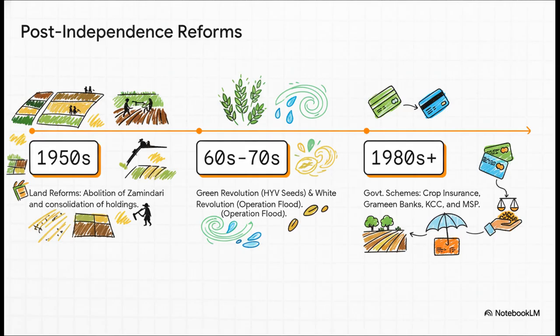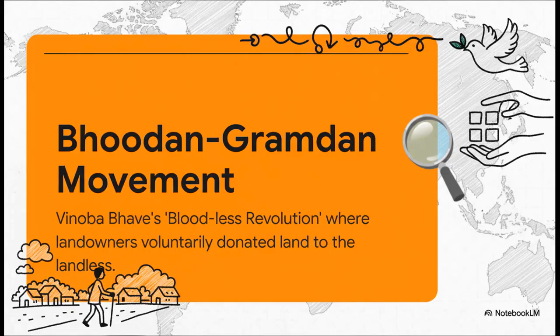Then, from the 1980s onwards, the focus shifted to supporting farmers directly through government schemes, like crop insurance, setting up Grameen banks for easy loans, the Kisan Credit Card or KCC, and providing a minimum support price or MSP for crops.